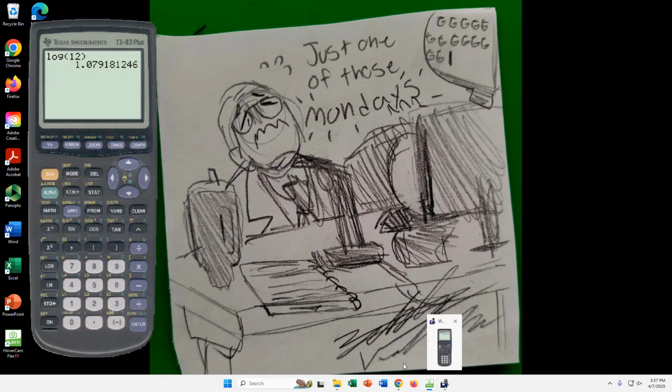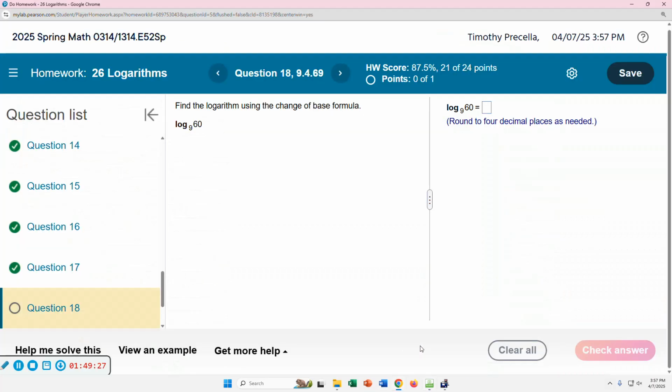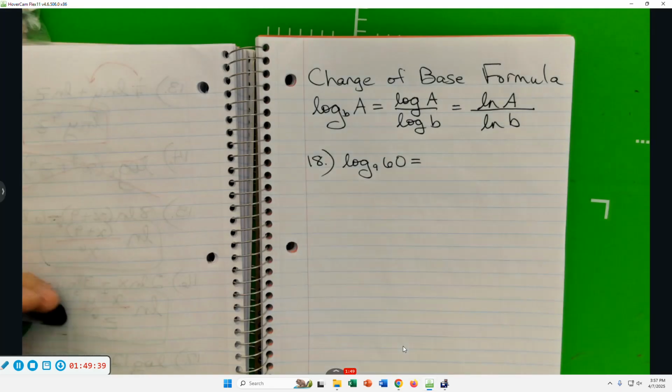So this is number 18. We have log base 9 of 60.